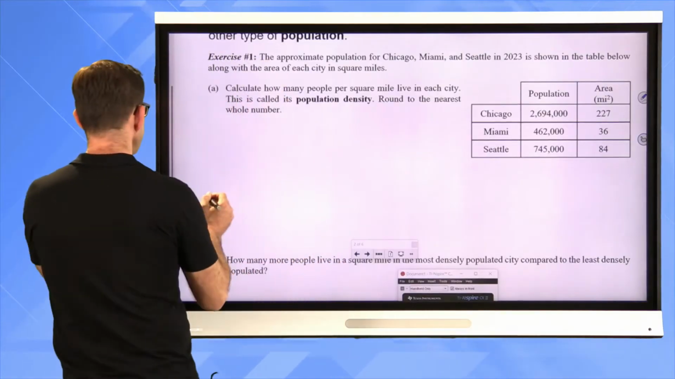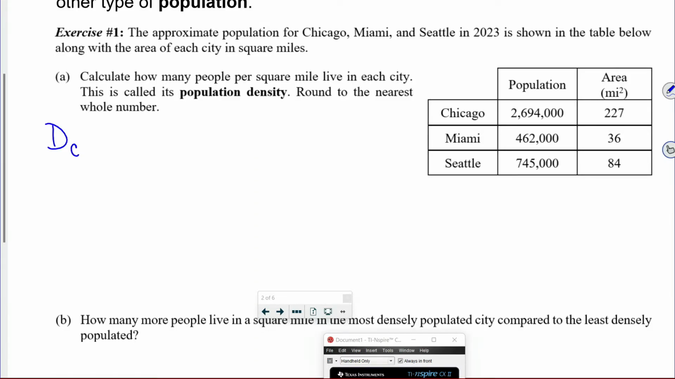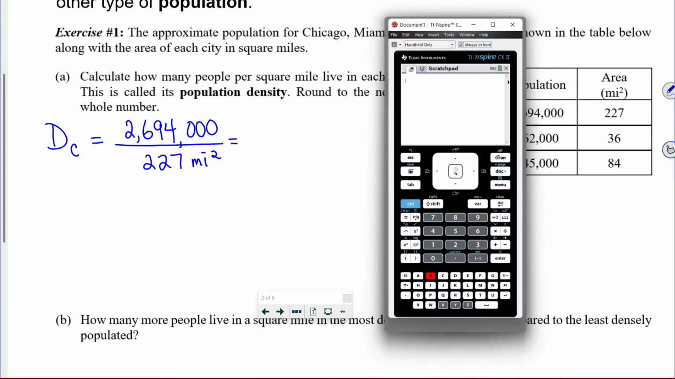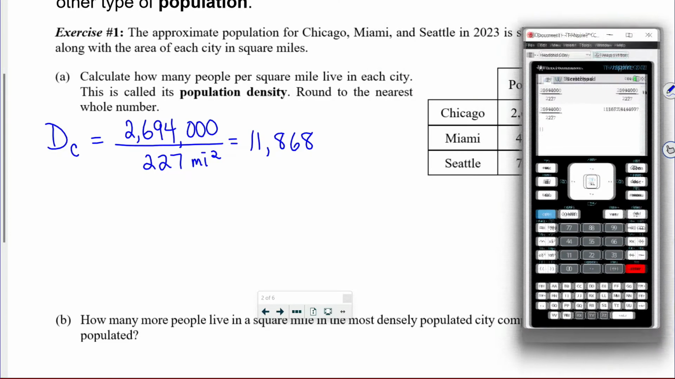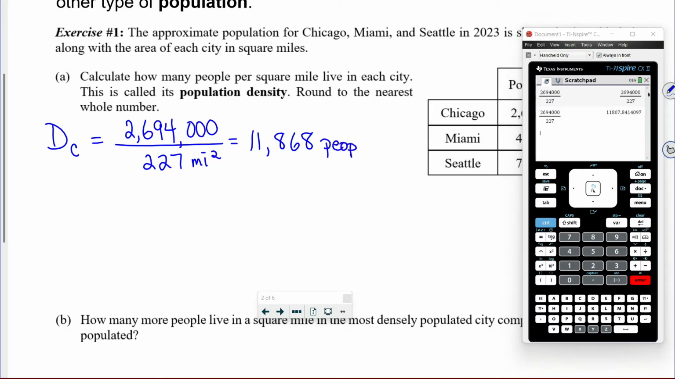So let's use D for density, and maybe we'll do D sub C for Chicago. That's going to be 2,694,000 people. Chicago's a big city. Divided by 227 square miles. Let's find out how many people live in each square mile in Chicago. Just got to be careful. 2,694,000 divided by 227. There we go. That's going to be 11,868. And again, to be very clear, there are units. That's people per square mile.